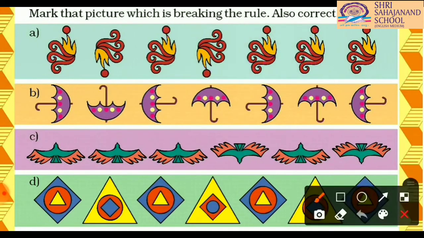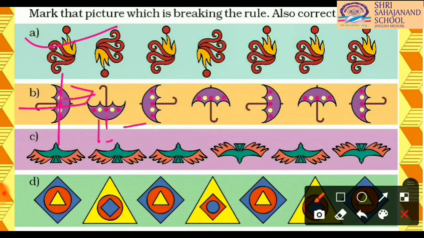Now come to B. The umbrella is facing which turn? Let's see. First divide it into 4 parts. Now it is facing, let's see, this is its face. It is facing to the right side, now downside. Now left, which means it is taking a 1/4 turn. The first one was taking a half turn, now the second one is taking a 1/4 turn.